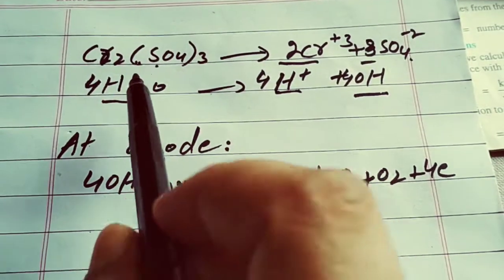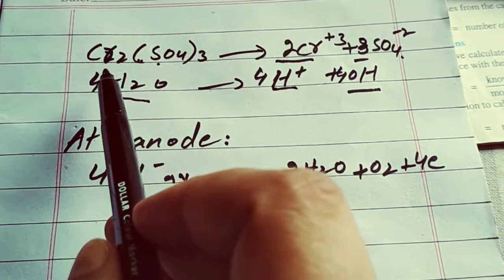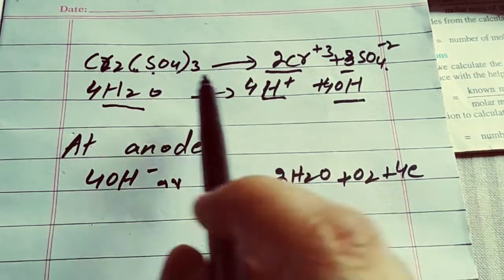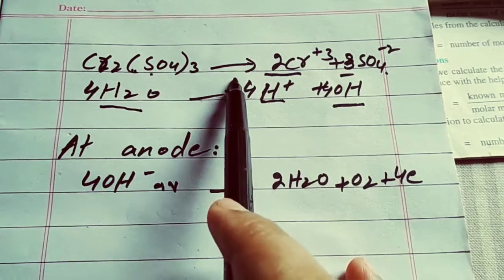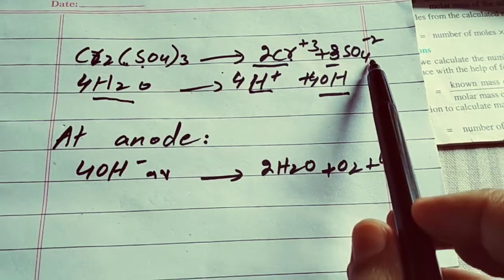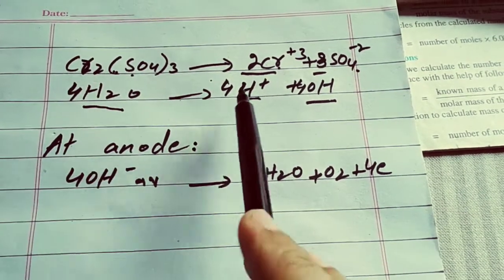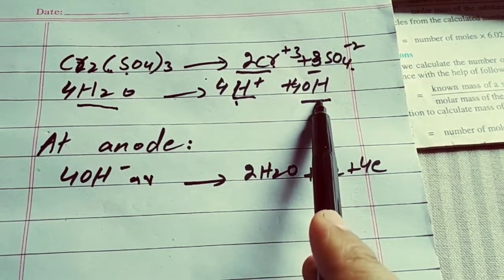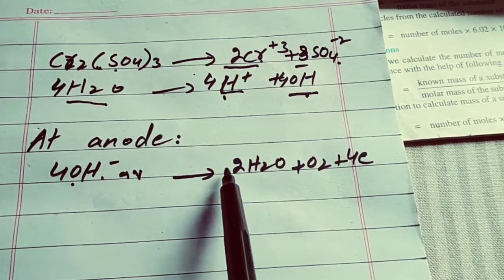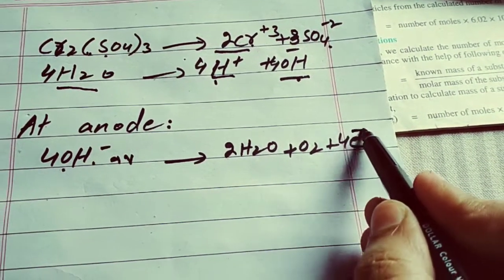Because, as you can see, the reaction in the chromium sulfate solution and the electrolytic solution of chromium plating will be as follows: chromium sulfate will convert to 2 chromium ions plus 3 sulfate ions, and water will also convert into 4 hydrogen ions and 4 hydroxide ions. At the anode, 4 hydroxide ions will release 4 electrons, plus oxygen plus 2 water molecules.